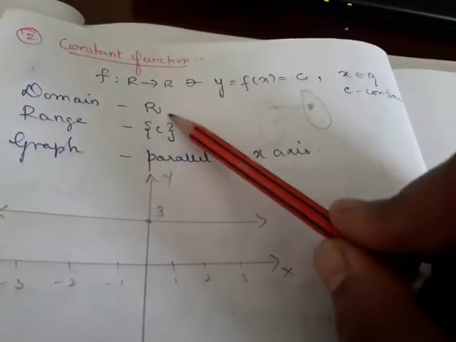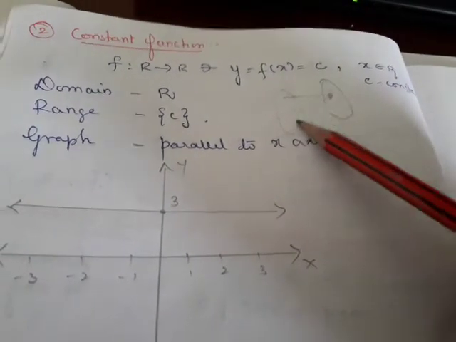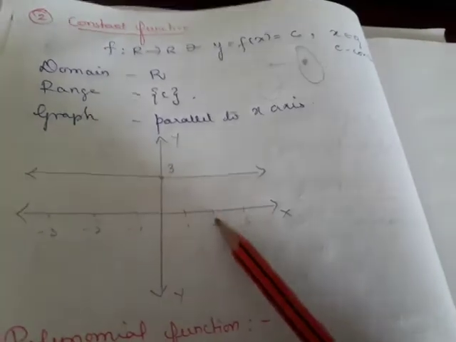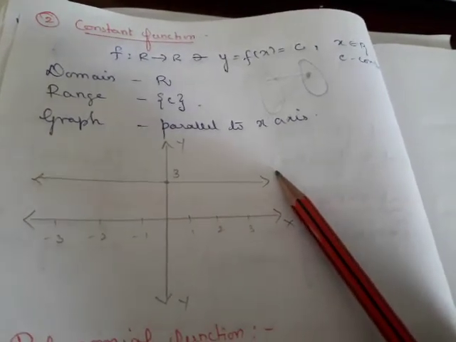Here the domain is the real numbers, whereas the range will be a single element, because all the elements are mapped to a single element. Now how will the graph of this kind of function be? It will be a line parallel to the x-axis. All the elements will be mapped to a particular element. So if you plot it on the graph, you will get a line parallel to the x-axis, right?